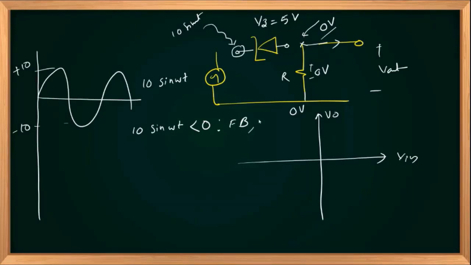right? So when this is acting as a short circuit, V out and V in are same. V out is equal to V in. So in your output curve, if V in is less than 0, that is the case here, diode is forward biased acting as a short circuit. V out is same as V in.